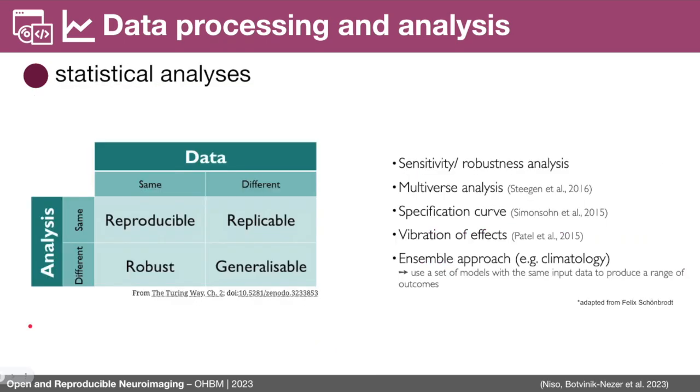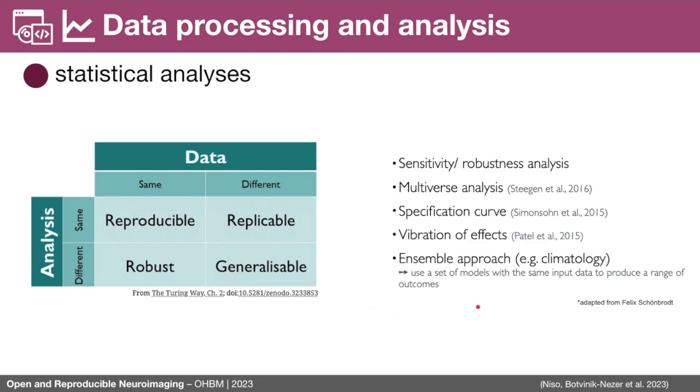And this brings us to the last part of this section, where we're going to talk about statistical analysis within the interaction of data processing and analysis and open and reproducible neuroimaging. Because so far, we almost solely focused on reproducibility, this one quadrant here, but we know there are three others that we need to talk about as well: replicability, generalizability, and robustness.